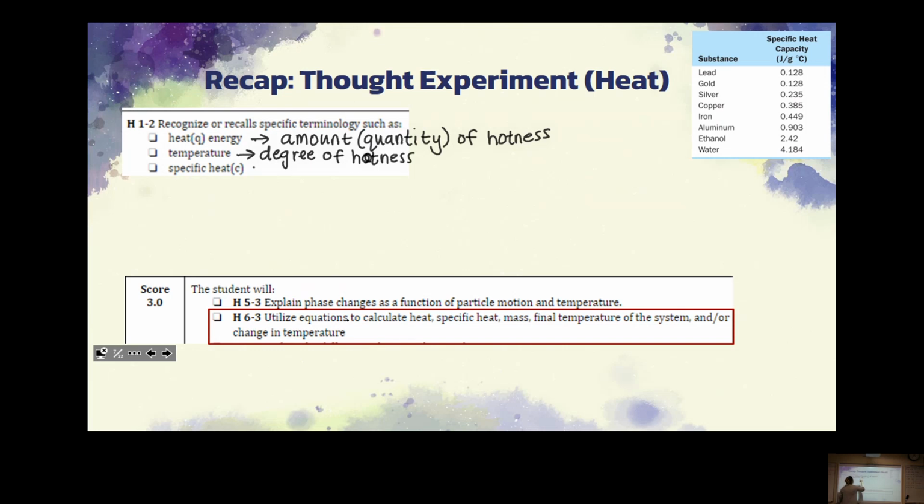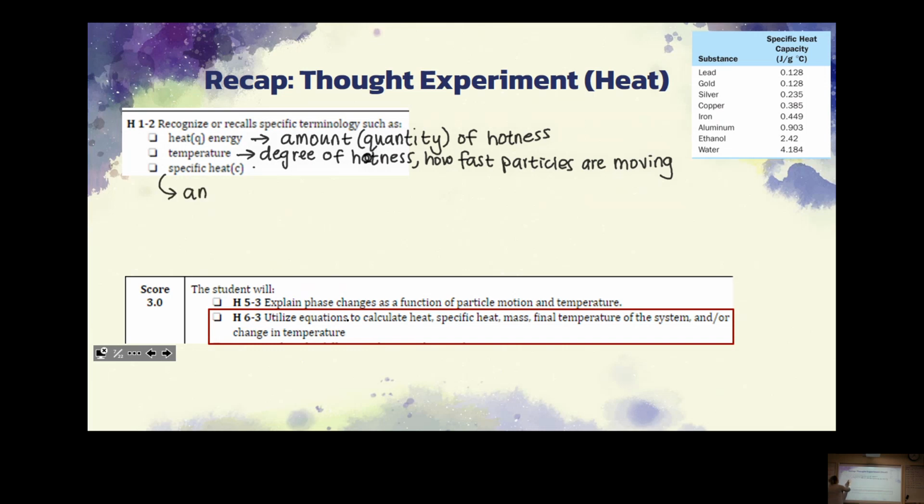And you can also define it in terms of how fast particles are moving. The faster particles move, the higher the temperature will go. So the next one, our specific heat.